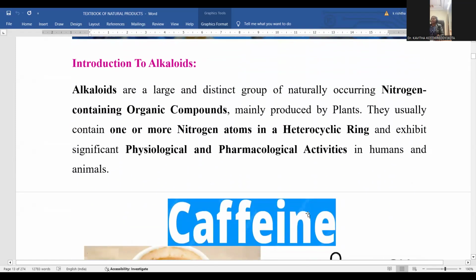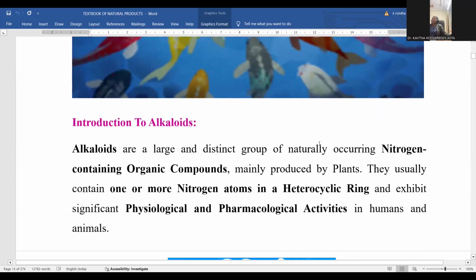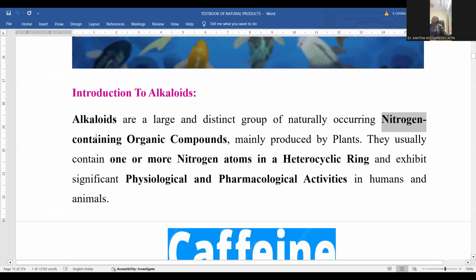Then let me enter into the actual concept. As of now, we have gone through the importance of natural products in every field of life. Now, in chapter one, as a part of these natural products, we are going to discuss these alkaloid compounds. Introduction to the alkaloids. Alkaloids are a large and distinct group of naturally occurring compounds. The essential feature of an alkaloid is the existence of nitrogen. The nitrogen element must be present within the compound, and they should be extracted from nature. So this is the essentiality of the alkaloids, right?